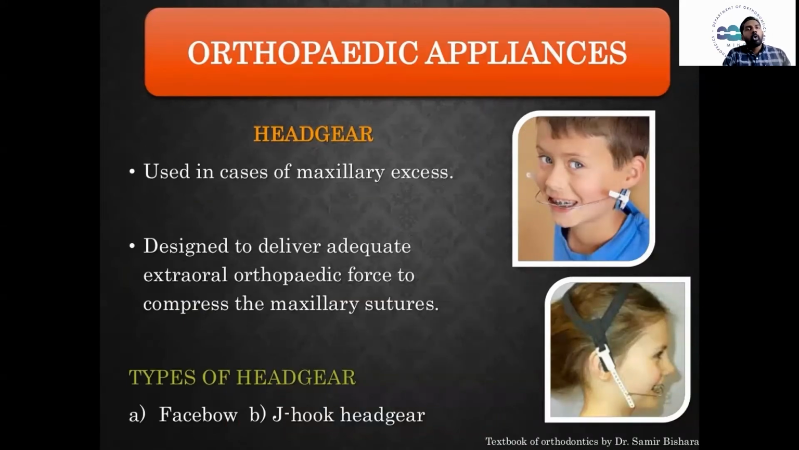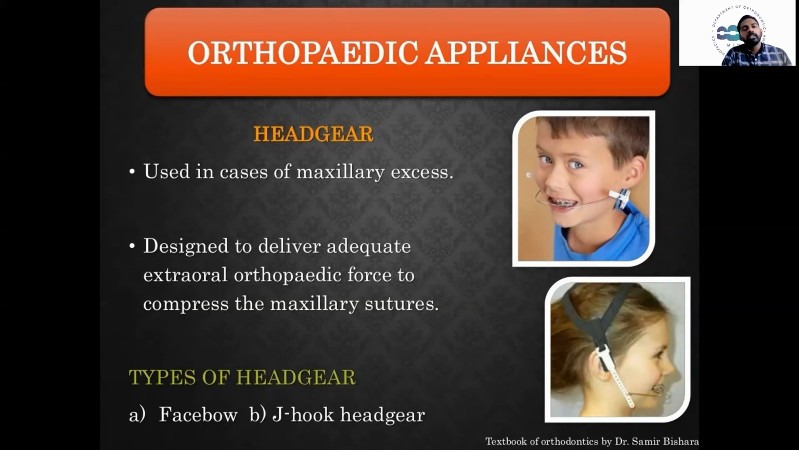Headgear is commonly used in a skeletal class 2, where the mandible is normal and the maxilla is prognathous. When the maxilla is prognathous, we give headgear for the backward positioning of the maxilla or the maxillary arch. Headgear can also be used if there is not only a forward positioning of the maxilla but also vertical growth of the maxilla, what we call vertical maxillary excess. The most common feature of this vertical maxillary excess is the gummy smile.